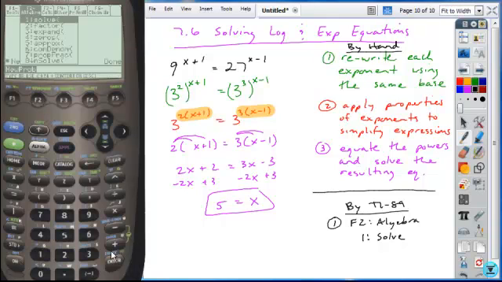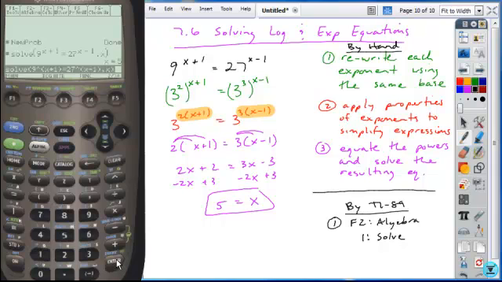If you hit the F2 algebra tab, choose solve, enter the equation exactly as it appears. 9 to the power of, make sure if your power has multiple terms that you enclose those in a grouping symbol. So x plus 1. Set that equal to 27 to the power of, in grouping symbols, x minus 1. Close it off and identify that x is what you want to solve for, so comma x. Close off the entire solve feature, and when you hit enter, it verifies that 5 is your correct answer.